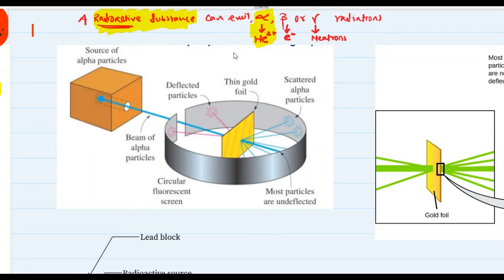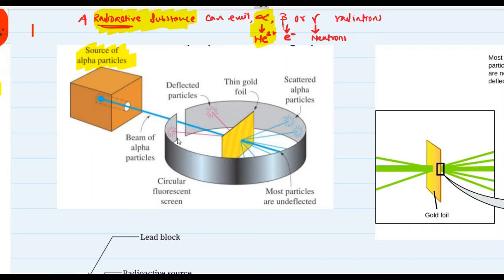Now you know what alpha particles are. So we are interested in a radioactive substance which can emit alpha particles. Somehow this gun was made, this source of alpha particles was created, and through this source a stream of alpha particles was directed towards a thin gold foil. Can you see the thin gold foil? Very thin gold foil. It was kept like this vertically.